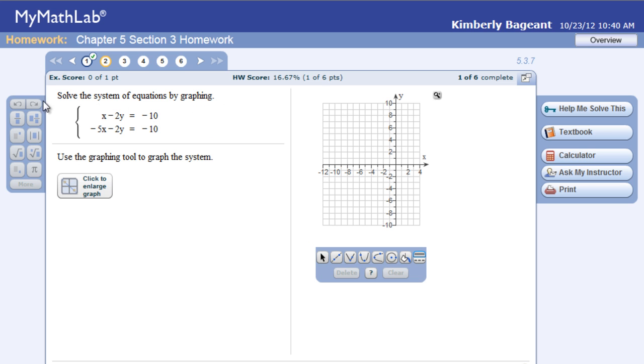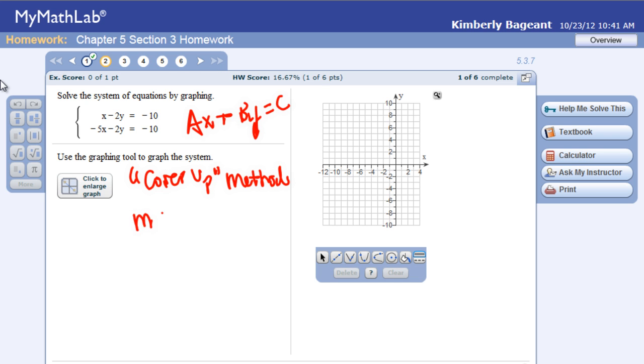This system of equations is not in slope-intercept form, this is in standard form. Standard form is when you have the x term and the y term on the same side of the equation and then your constant on the other side. A is the coefficient for x, B is the coefficient for y, and C is the constant. You can find your y-intercept and x-intercepts by using the cover-up method. And then you can find your slope using m is the opposite of a over b.